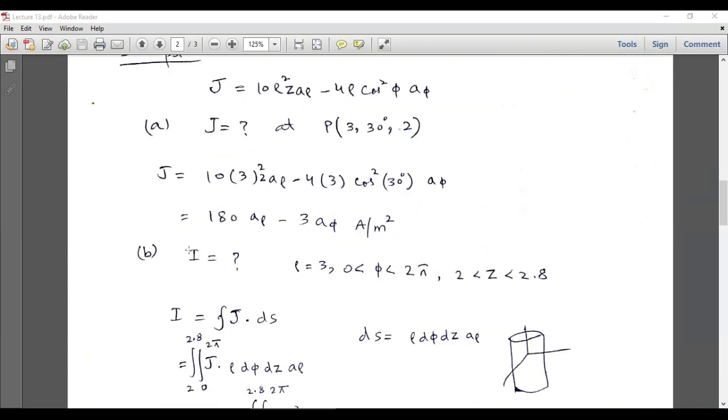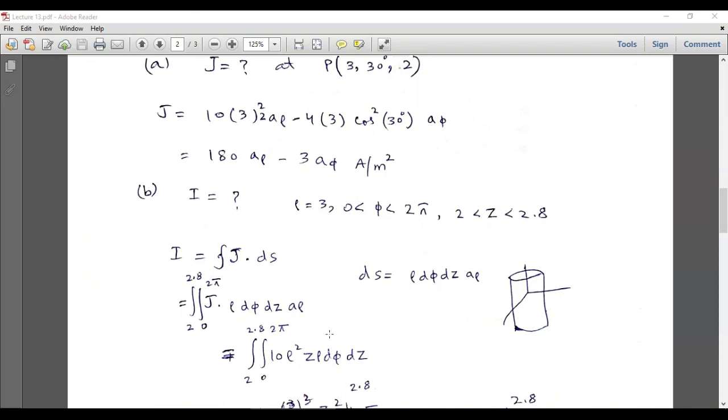And now we have to calculate the total current due to this volume charge distribution, and we know that I is equal to the integral of j dot ds. And we are given this surface, right? Rho is equal to 3, phi varies from 0 to 2 pi, and z varies from 2 to 2.8. So let's evaluate the surface integral, and ds in this case will be equal to rho d phi dz a rho.